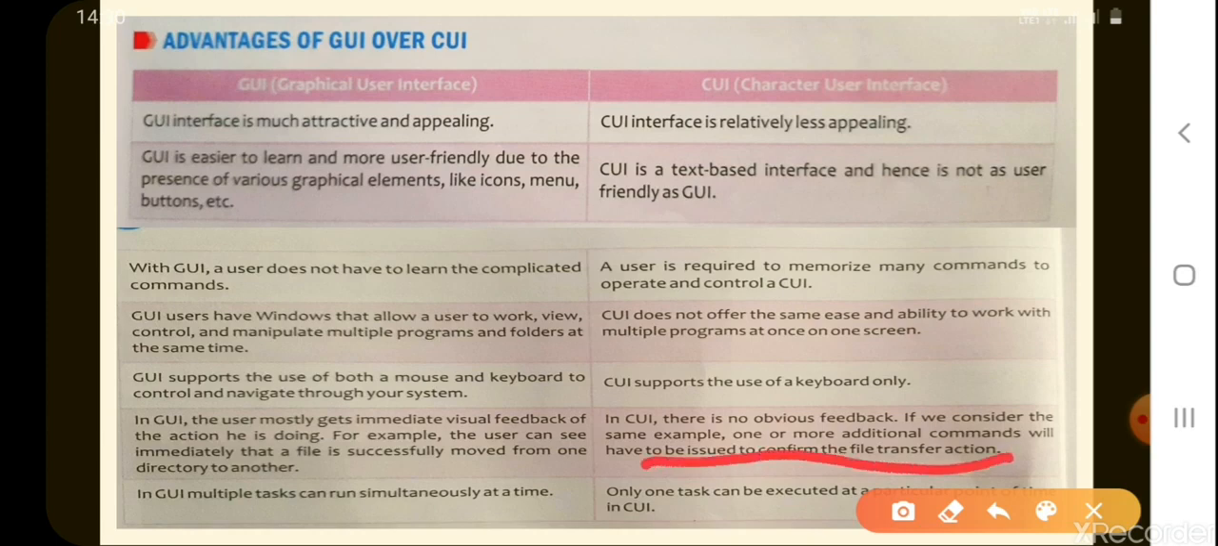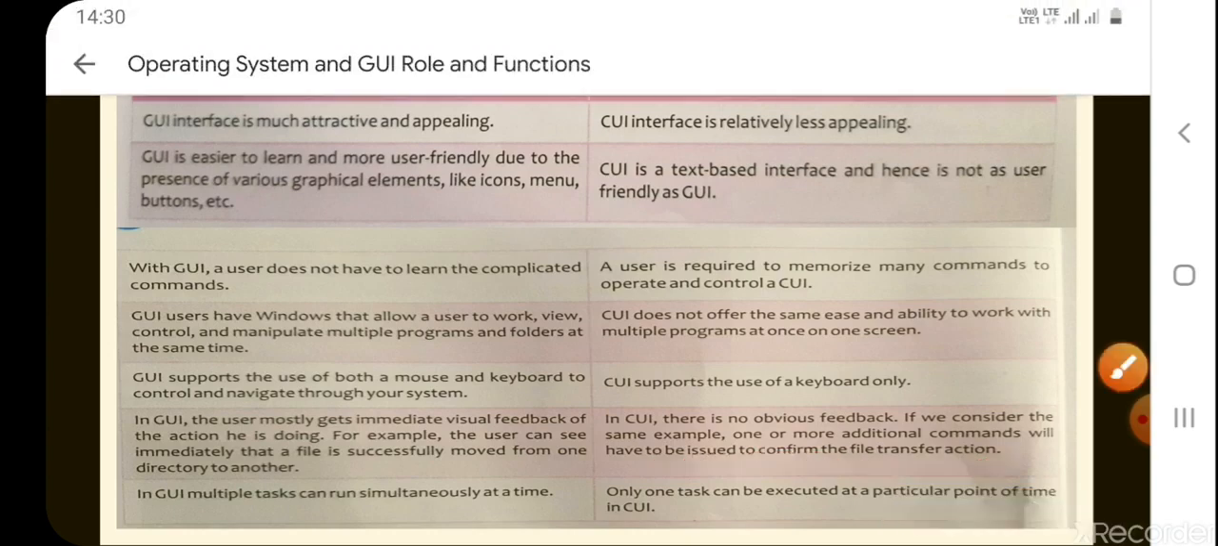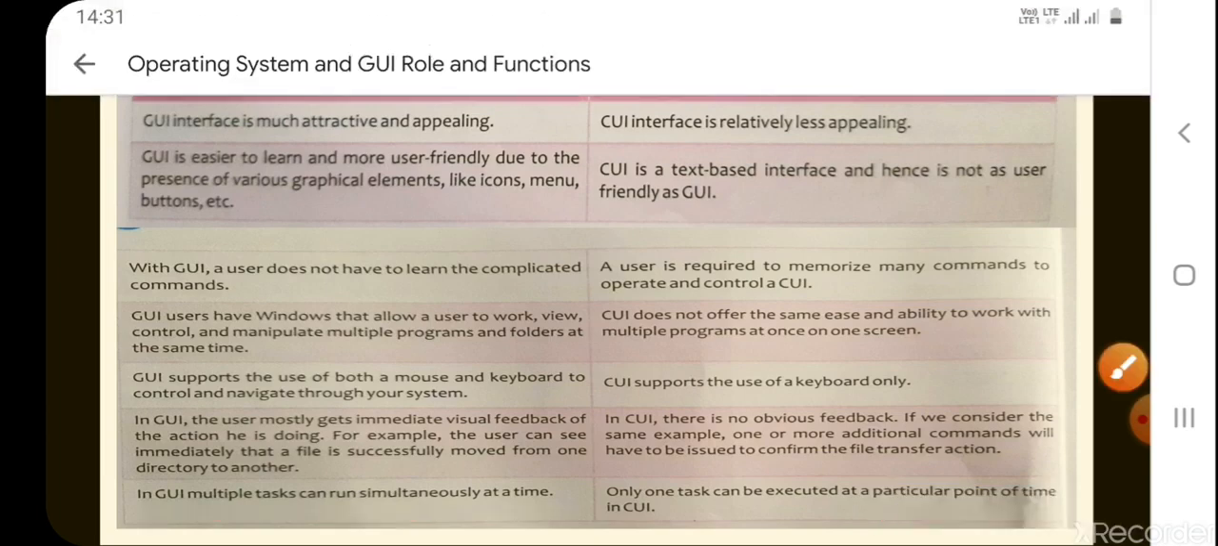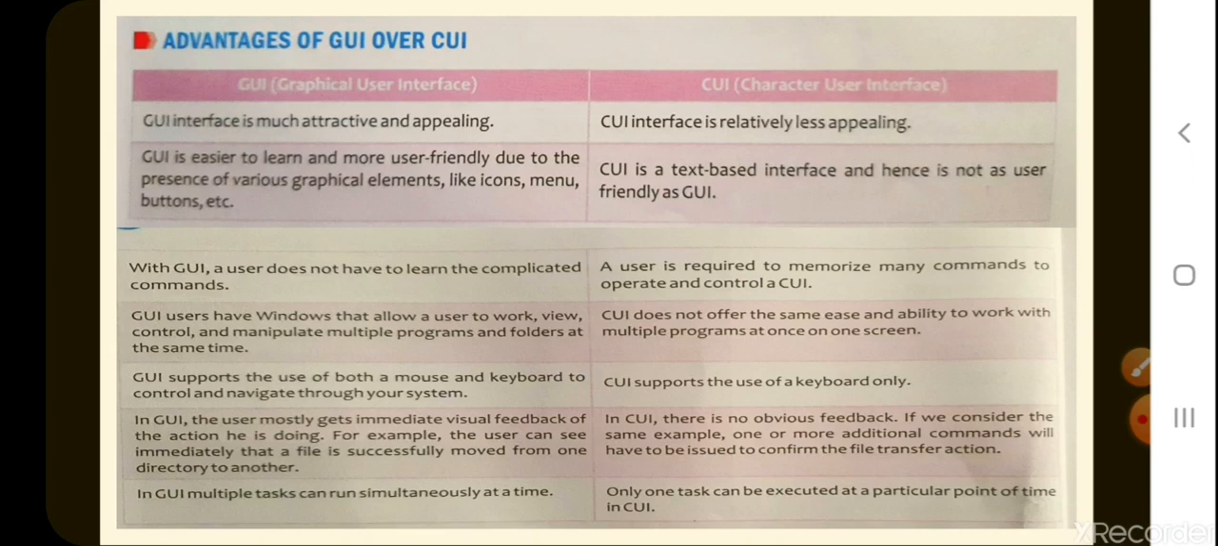If we consider the same example, one or more additional commands will have to be issued to confirm the transfer of the file. So it simply means that if you are performing a task in graphical user interface, you can see the task getting performed and you will for sure come to know that the task has been performed. But in CUI, you cannot get the confirmation whether the task is completed or not. To see whether the task is completed, you have to enter new commands. Next, in graphical user interface, multiple tasks can run at the same time, but in CUI only one task can be executed at a particular time. So these were the advantages of graphical user interface over character user interface.